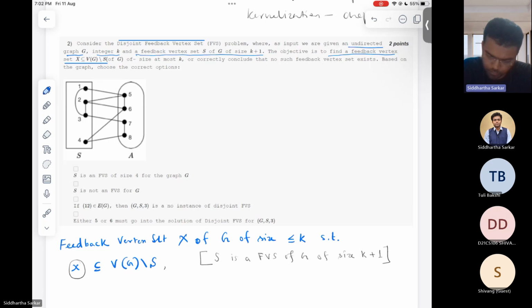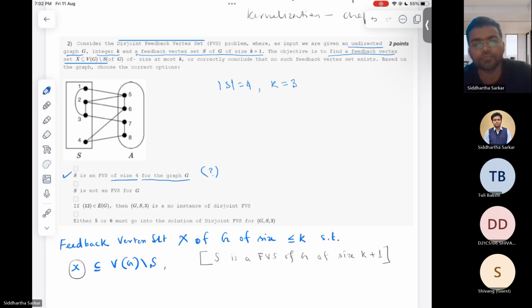So mod S is 4. So it means that K is 3, because K plus 1 is 4. Mod S is K plus 1, right? Okay, so now let's look at the first statement. It says that S is a feedback vertex set. S is an FVS of size 4 for the graph G. Is that true?